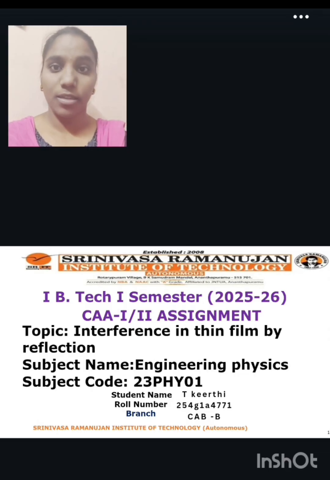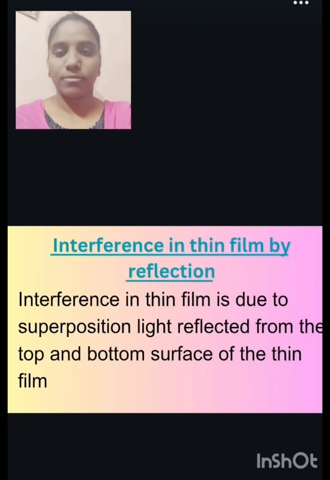Today I am telling about the topic of interference in thin film by reflection. We have to see the definition of interference in thin film by reflection. Interference in thin film is due to superposition of light reflected from the top and bottom surface of the thin film. What is interference? Interference is a superposition of two or more light waves producing dark and bright fringes.